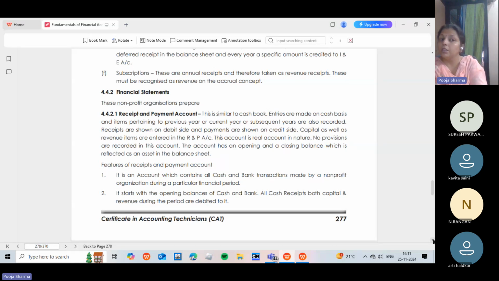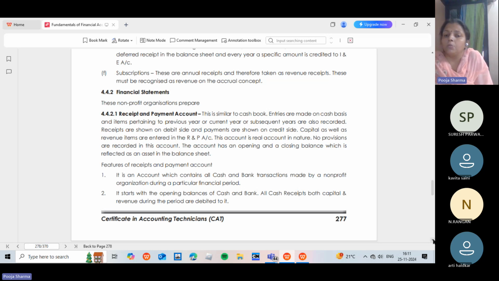Real means it is not nominal. If it became nominal, then only items of revenue nature would be included in it. But it is a real account, so all the items, whether they are of capital nature or revenue nature, we are going to show in the receipt account. The basic difference between the receipt and payment account and the income and expenditure account is that it is a real account, while the income and expenditure account is a nominal account.